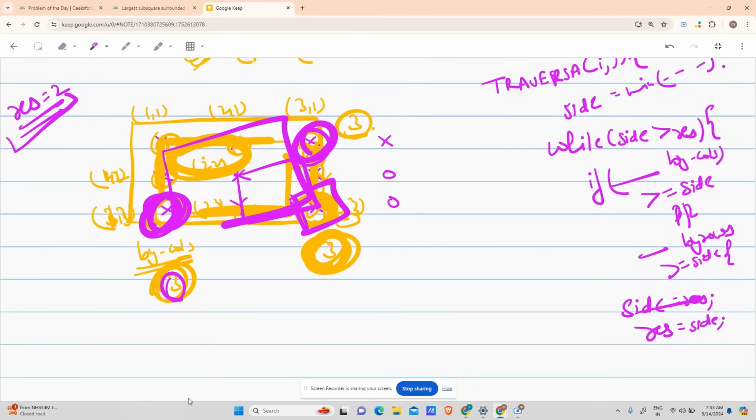Else what will I do? Else I will do minus 1. Else check for minus 1. Else side minus minus. Check for side equals to side minus 1. Now, if this side turns out to be smaller than result, it will break out automatically. Otherwise, it will just check the 2, then 1, etc., right? So I think that is enough for the explanation part.